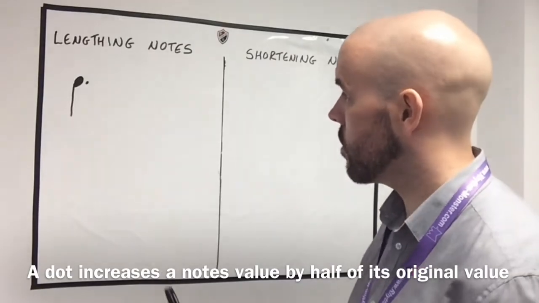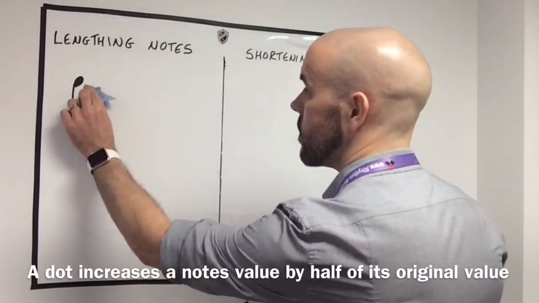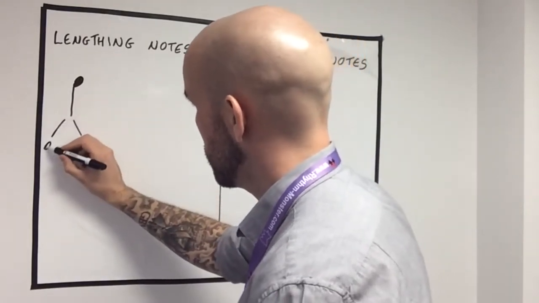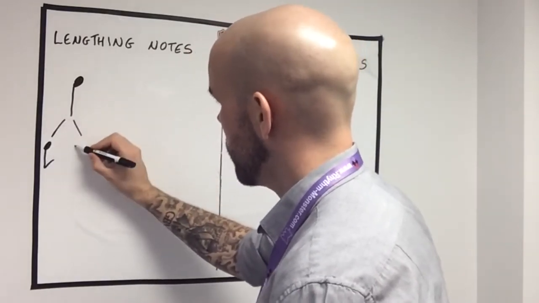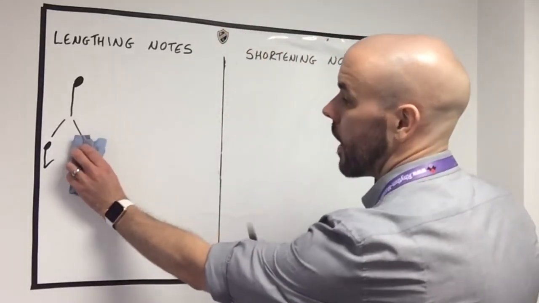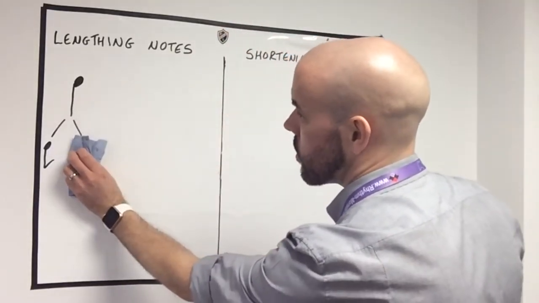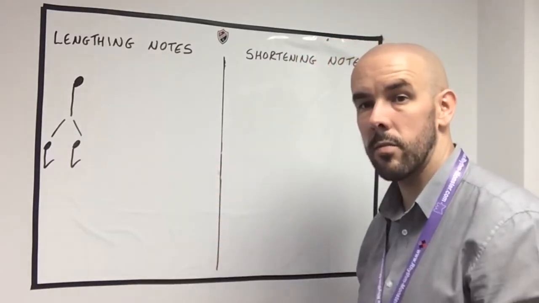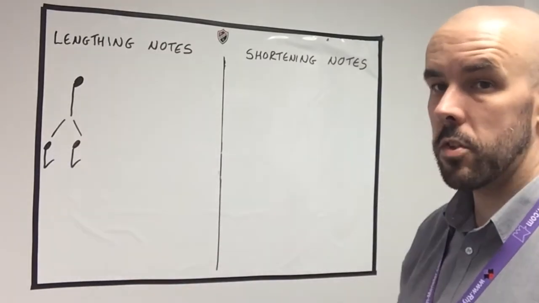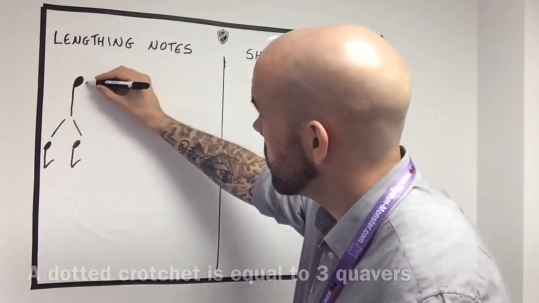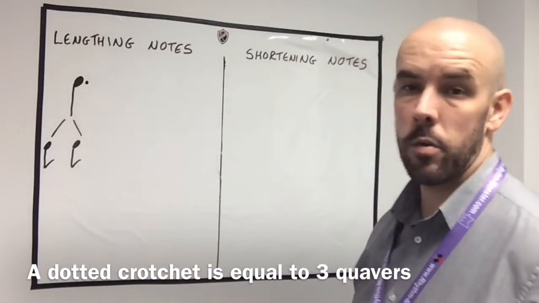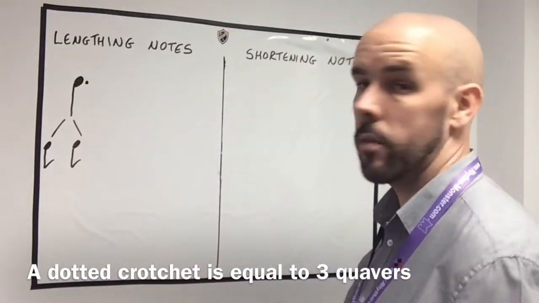Well, if you're not sure what half of a crotchet is, let's get rid of the dot for now. Split it in half, and you get two quavers, don't you? That is half of a crotchet, and that is the other half of a crotchet. So half of the crotchet's a quaver. When a dot is added to a note, the dot equals half of the note's value. So that dot is equal to a quaver as well.